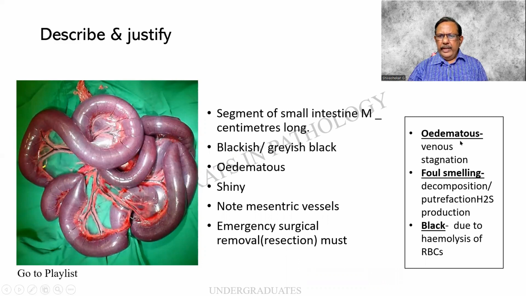Edematous because of venous stagnation. Foul smelling because of the decomposition, growth of the bacteria, putrefaction, and the production of hydrogen sulfide. It is black in color due to hemolysis of the RBCs. These are three important points which you people should have in mind.